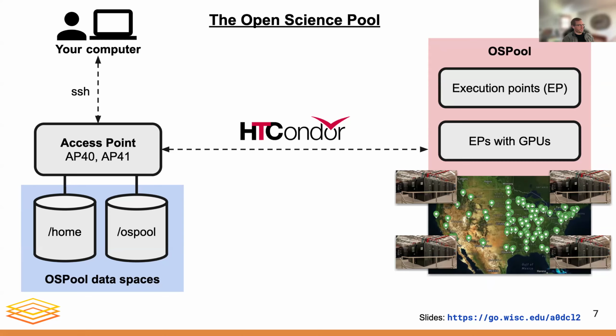So terminology, access point is where you, the user, will log in and submit work. And then where that work happens is what we call an execution point, an EP. These EPs exist all over the country. So every green star on this map in the lower right-hand corner here is a site that contributes resources to the OSPool. I don't remember exact numbers. Looks like 40-ish. But yeah, geographically distributed across the entire country.